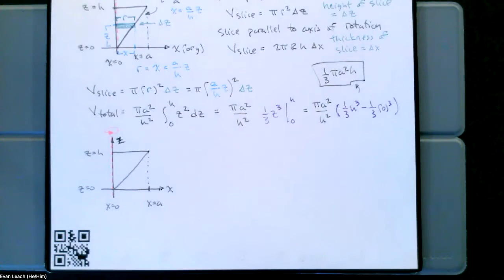This is a similar thing that happens when we talk about rotating a sphere, finding the volume of a sphere through rotation as well. There's also a 1/3 factor. Is that 1/3 factor the same 1/3 factor? We're integrating a square, so we're getting a 1/3 something cubed.